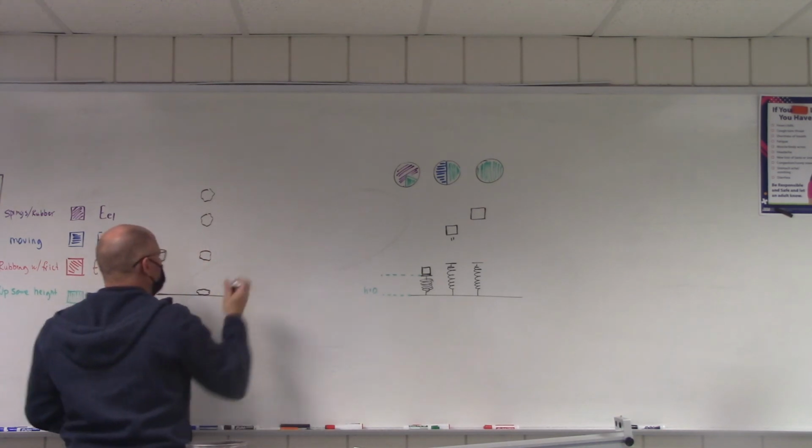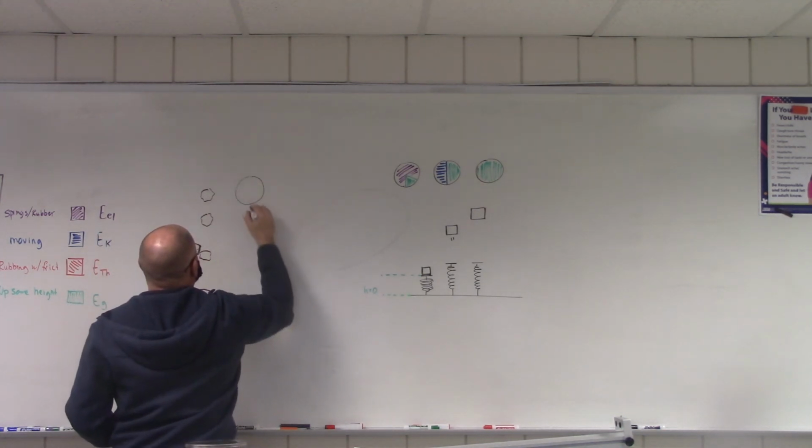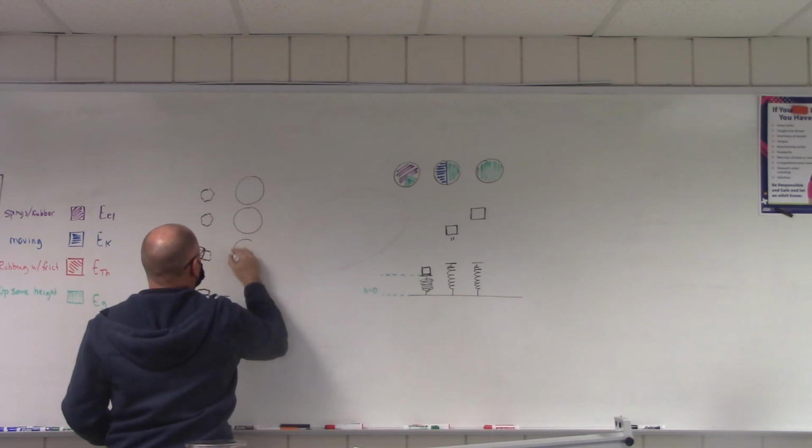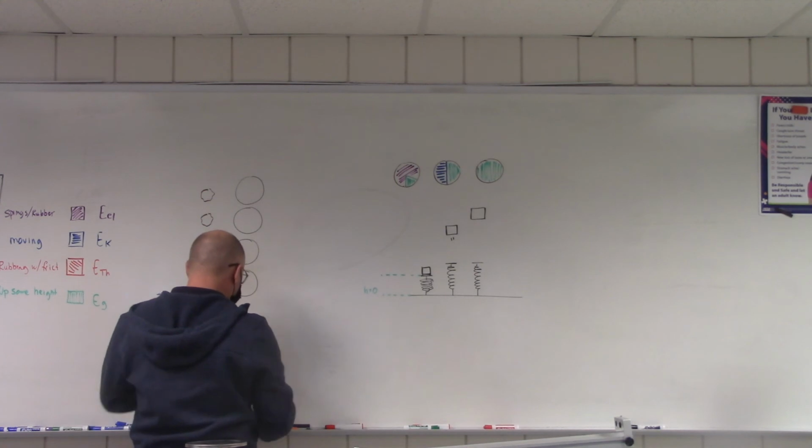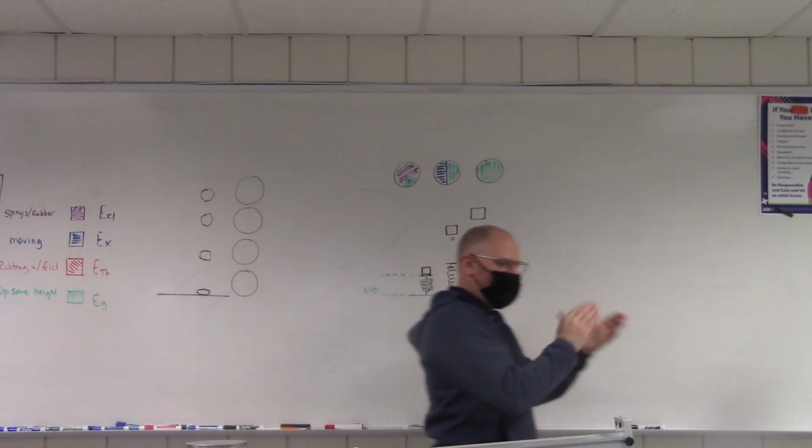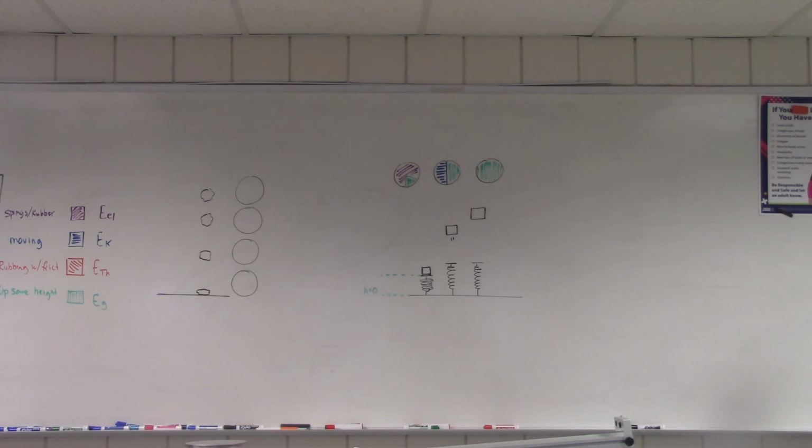Okay, we got 4 instances. We're going to need 4 pies. So a piece of clay is dropped, so we're going to assume it's dropped from rest. Okay? We're going to assume it's dropped from rest.